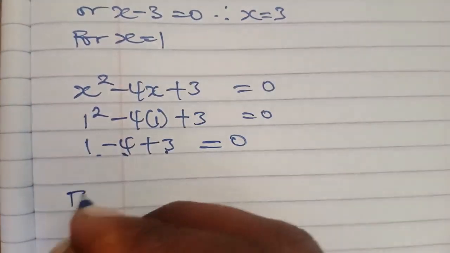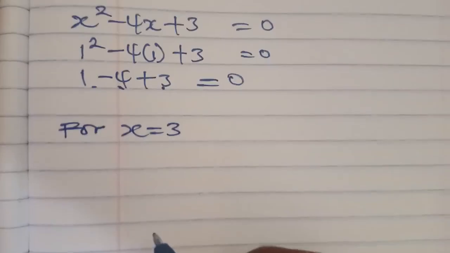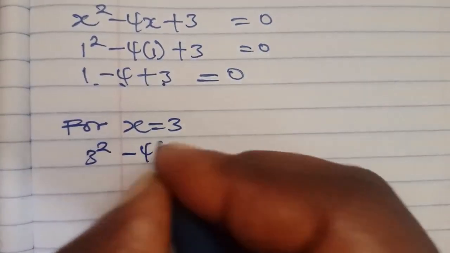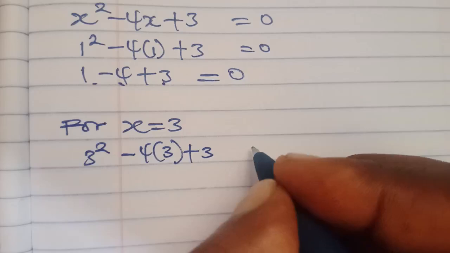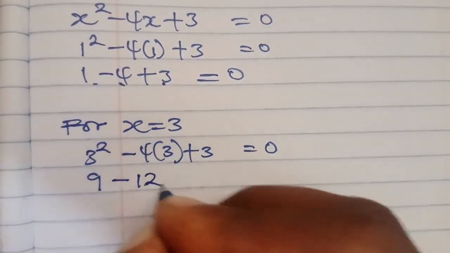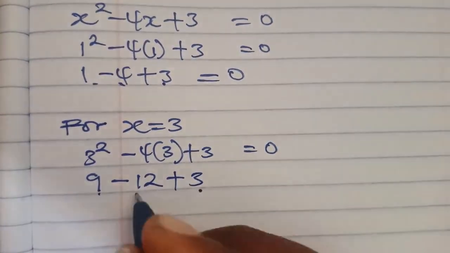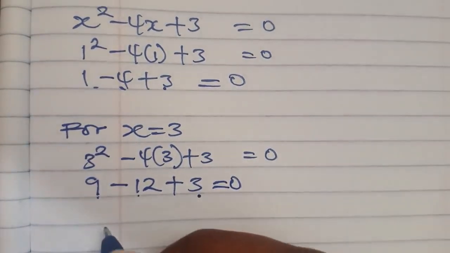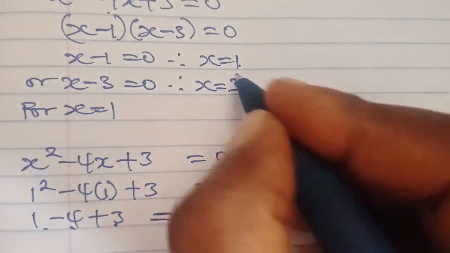Let's also check for the second value when x is 3. When x is 3, we will have 3 squared minus 4 times 3 plus 3. To see whether it is 0, here is 9, here is 12, and 3. This and this gives us 12. 12 minus 12 is 0. So the zeros are actually 1 and 3.